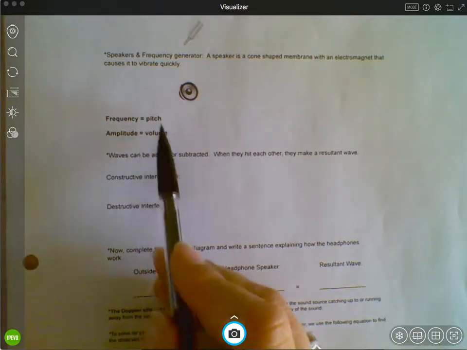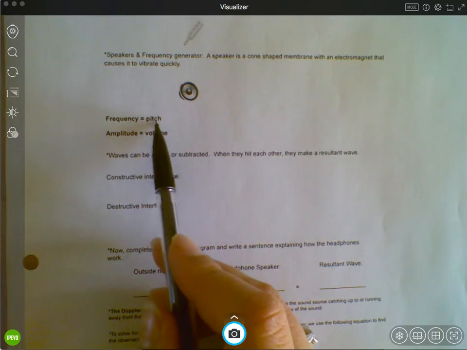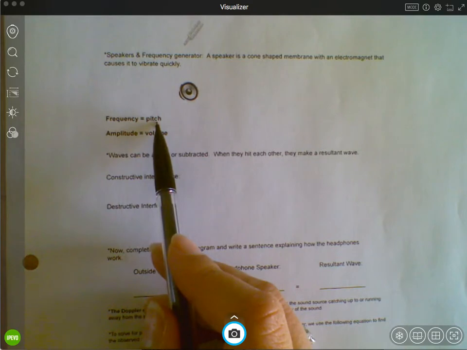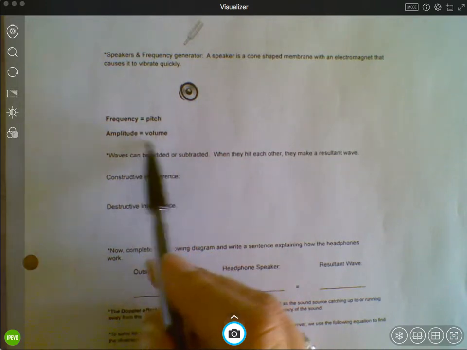This is a little note I put in here just so that you understand. When we talk about pitch or volume, pitch corresponds to the frequency. The higher the frequency, the higher the pitch the sound is going to be. And the higher the amplitude, the higher the volume. Okay, so that's how those correspond.